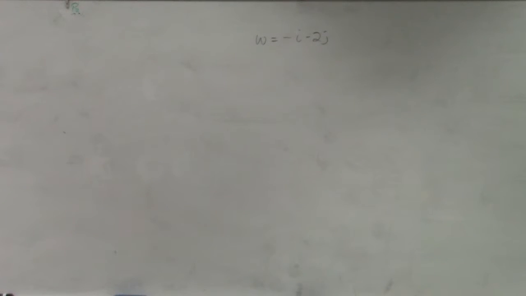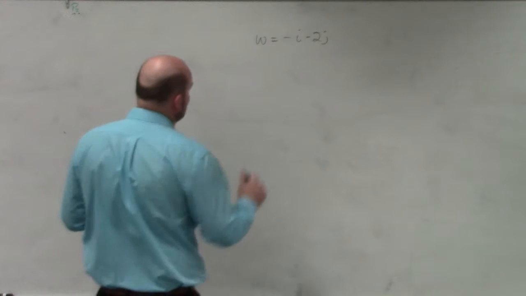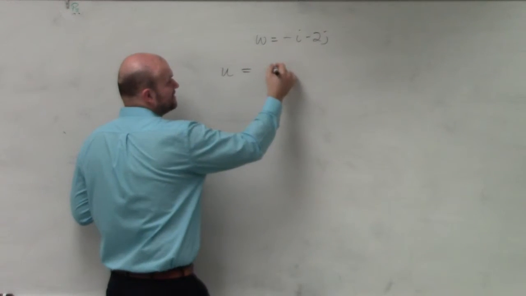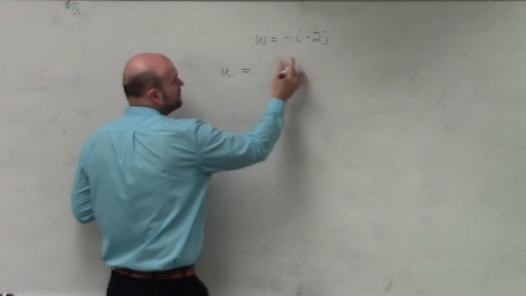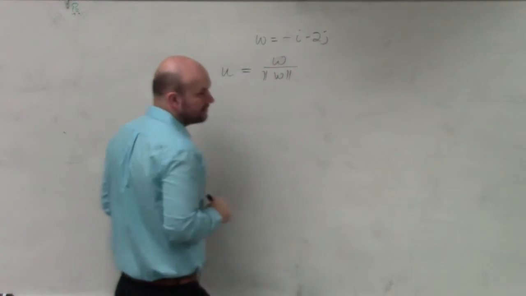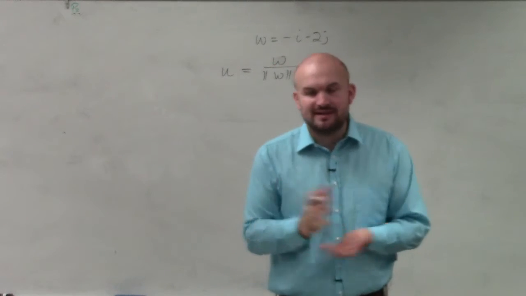What we're asking to do is w equals -1 minus 2i. And they're asking us to find the unit vector u. So just remember, the formula for the unit vector is basically, for any vector, it's going to be w over its magnitude. OK?